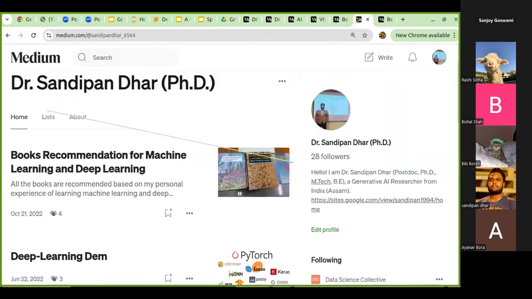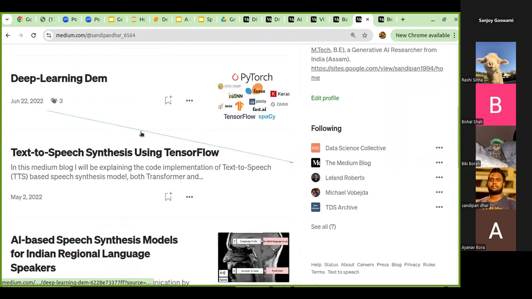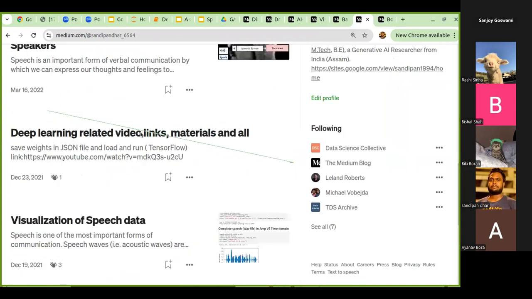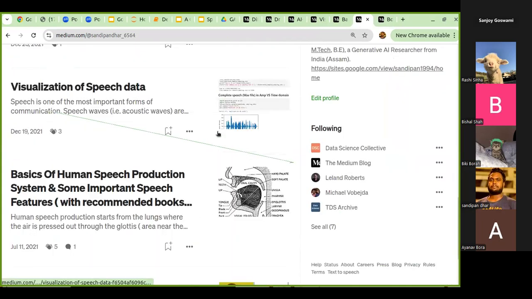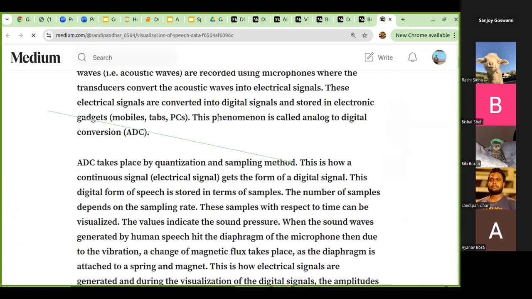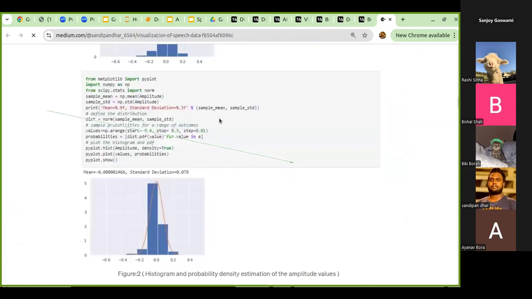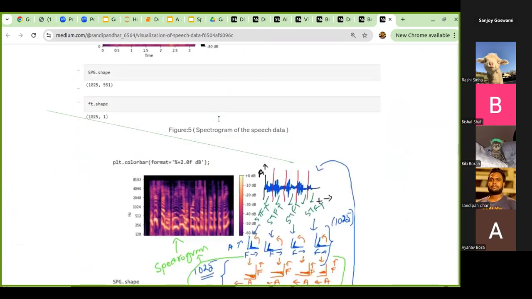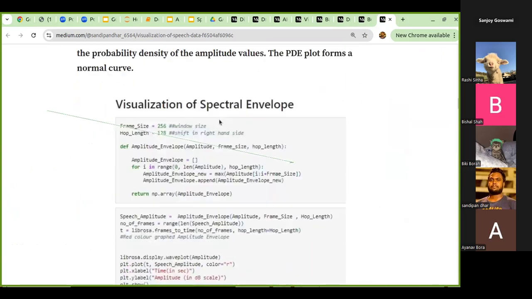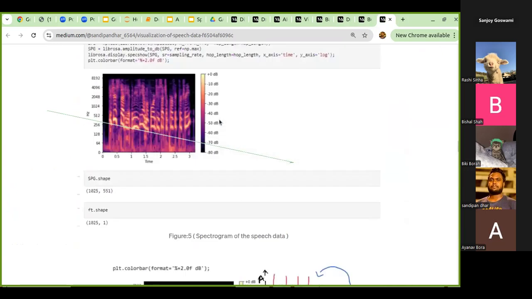Anyways, here you will get many things associated to speech synthesis and deep learning, and which tutorial to follow. Now, say for example, if you go to this visualization of speech data, here we get the codes, and I hope the materials are available. So I explain everything.